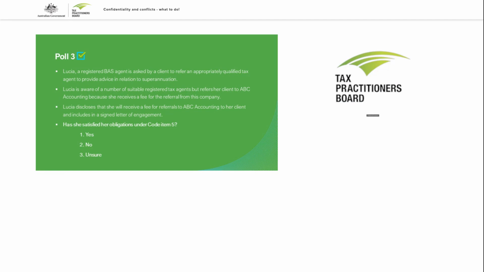So in this situation, we have Lucia, who's a registered BAS agent. She's asked by a client to refer an appropriately qualified tax agent to provide advice in relation to superannuation. Lucia is aware of a number of suitable registered tax agents, but refers her client to ABC Accounting because she receives a fee for the referral from this company. Lucia discloses that she will receive a fee for referrals to ABC Accounting to her clients and includes it in the signed letter of engagement. So in this situation, do you think that she has satisfied her obligations under Code Item 5?